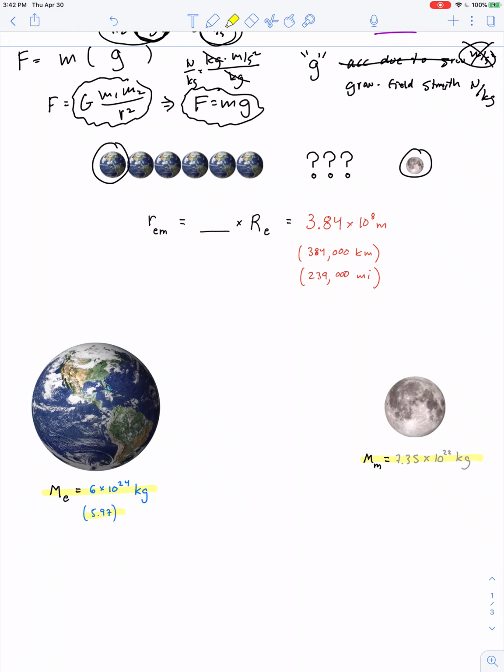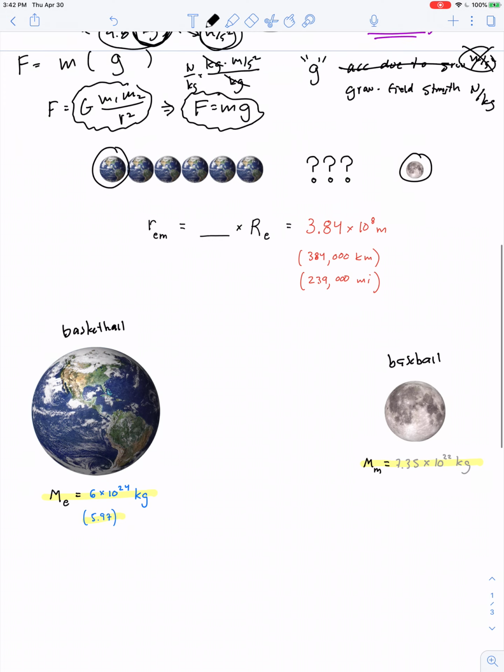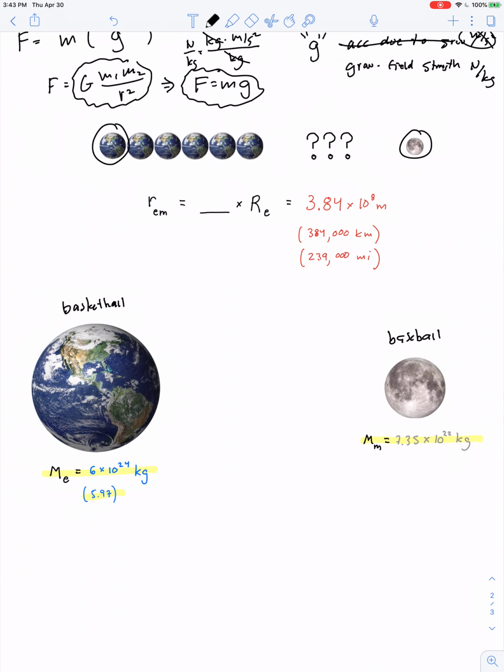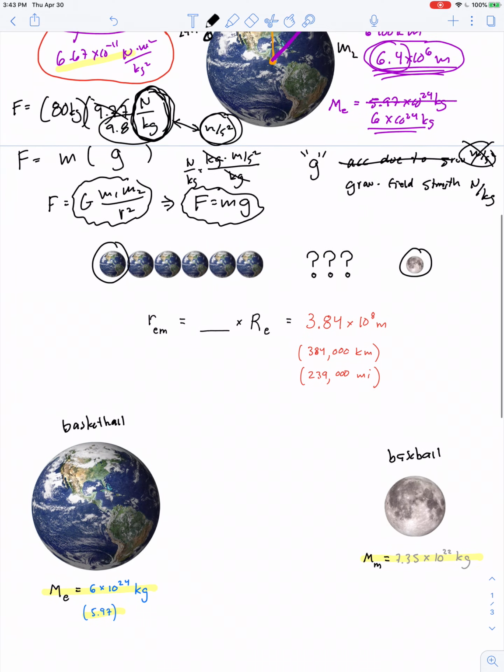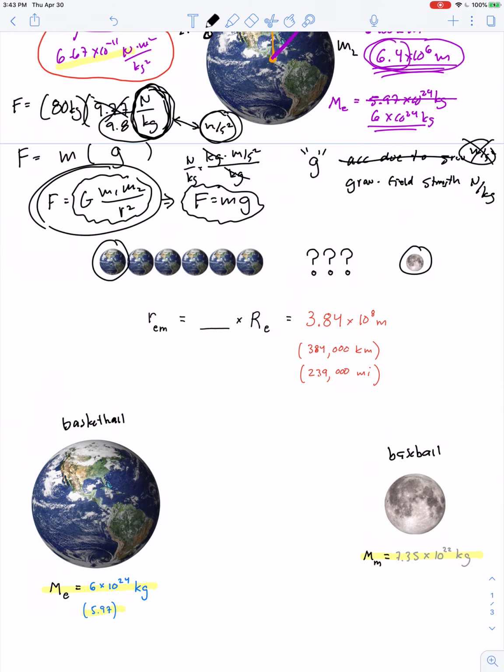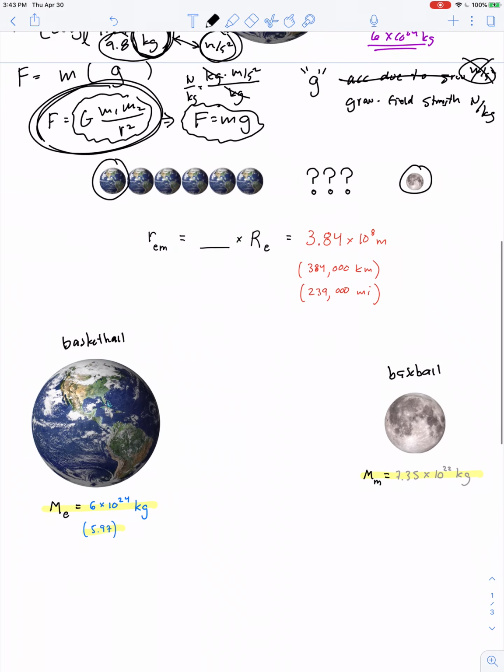And by the way, if you want a sense of scale here, if you were to grab a basketball, hold that in one hand, and in the other hand, hold a baseball, that's about right when comparing the diameters or the sizes of the Earth compared to the Moon. The other quantity we're going to need is the distance between the two if we want to use Newton's law of gravitation to find the force of attraction between the Earth and the Moon.